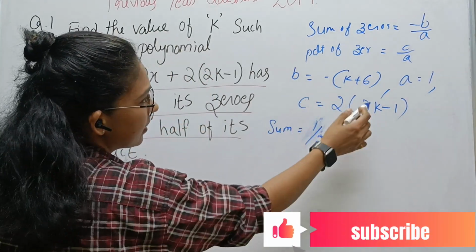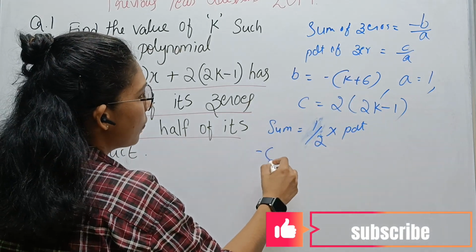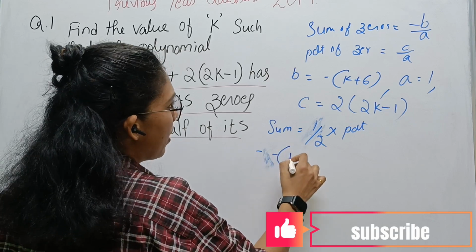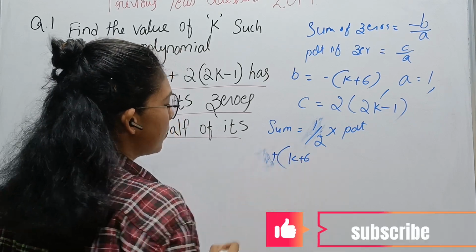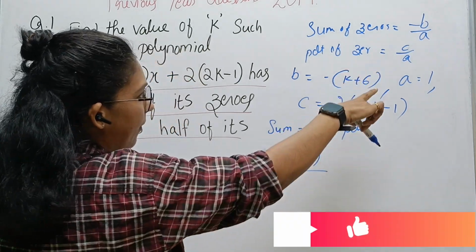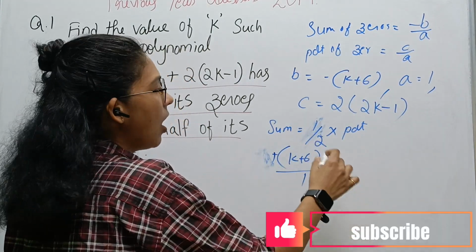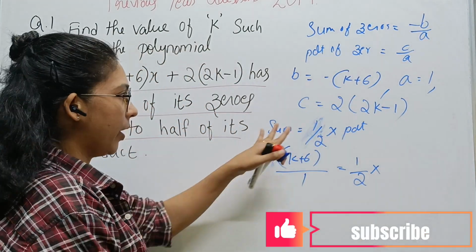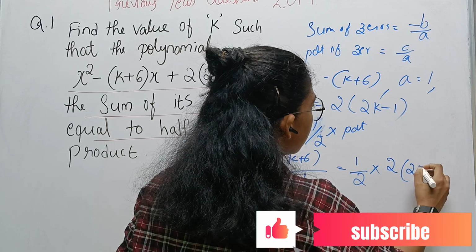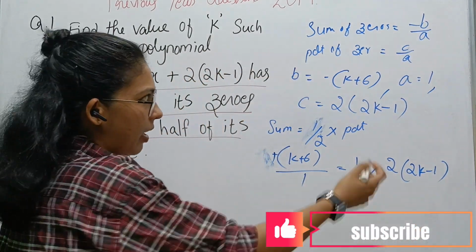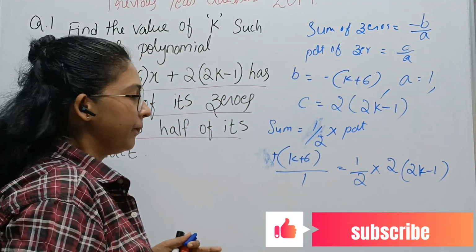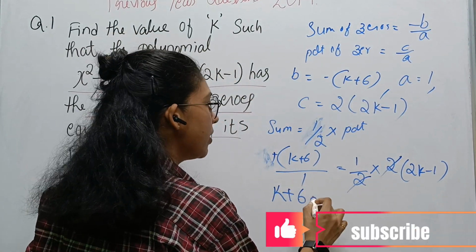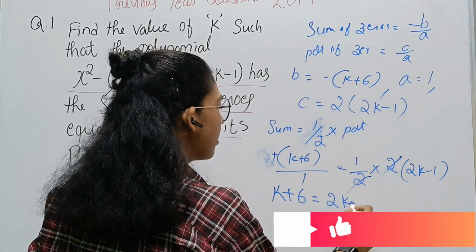Then the sum is minus b by a, which means minus of minus (k plus 6), that becomes positive, divided by a. What is a? a is 1, equal to half into product. What is the product? Product is c upon a. What is c? It is 2 times (2k minus 1), divided by 1. So on cancellation we get k plus 6 is equal to 2k minus 1.